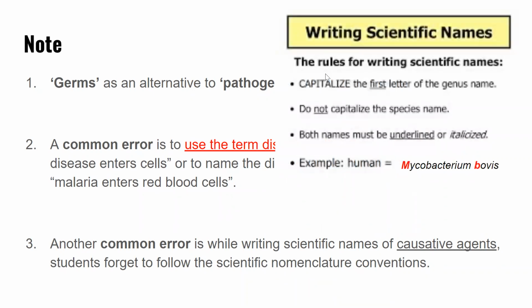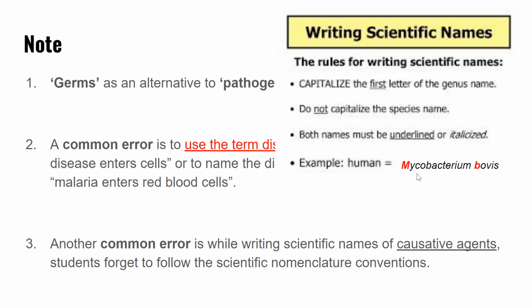So here are some rules of writing scientific names that you should be careful about. Capitalize the first letter of the genus name. Let's say Mycobacterium bovis, a TB bacteria. The first word in the scientific name is the genus name, and the second word is the species name. Genus name should start with a capital letter. Species name should start with a small letter. The whole scientific name should never be written in capital letters. Do not capitalize the species name or the whole name. Both names should be underlined or italicized. If you're typing, it should be in italics. If you're writing, it should be underlined.